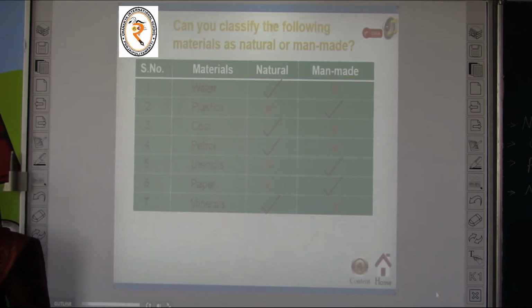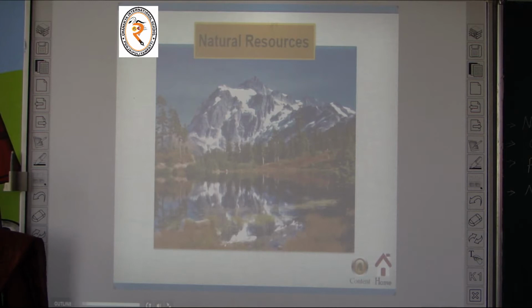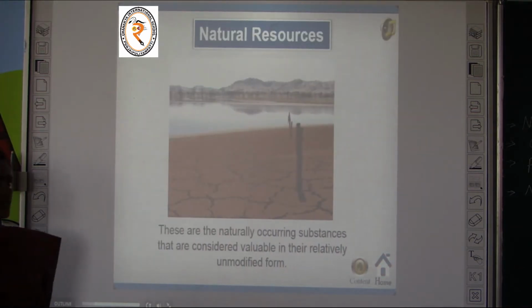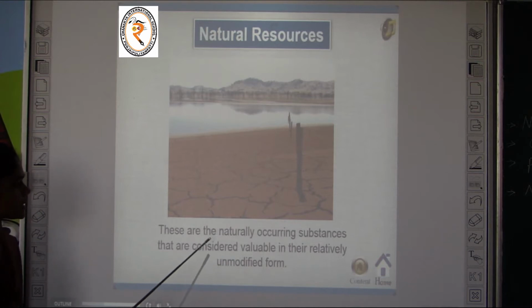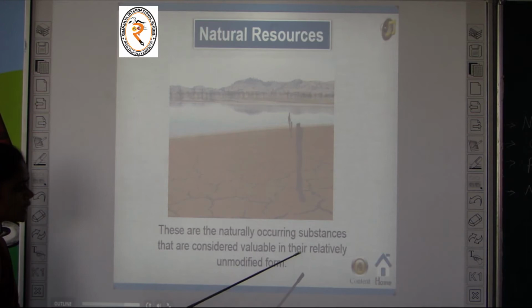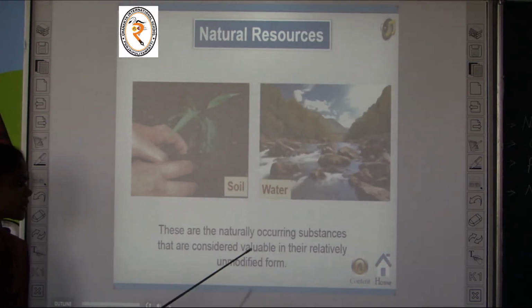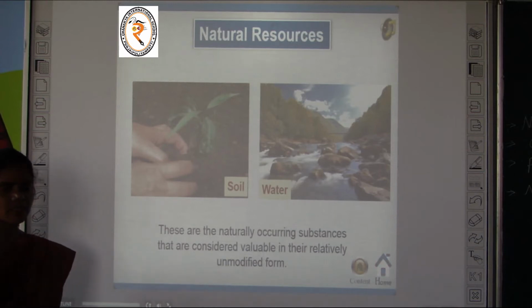Okay, so our topic is natural resources. What is called natural resources? These are naturally occurring substances that are considered valuable in their relatively unmodified form. We get these substances from nature, so they are called natural resources.